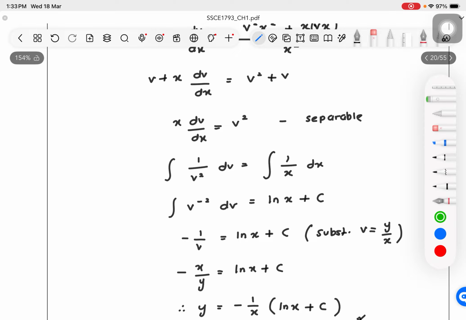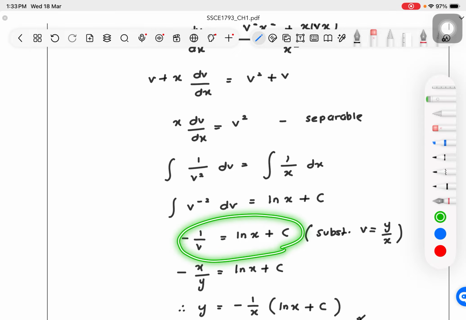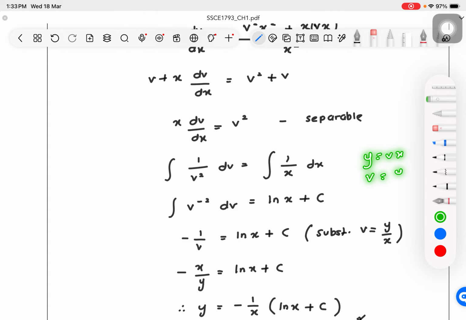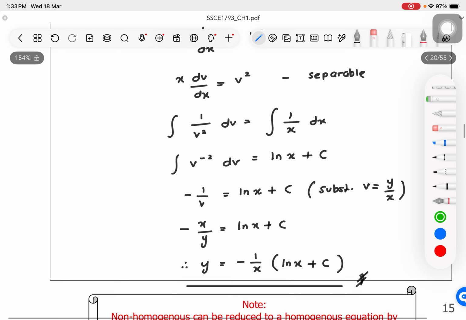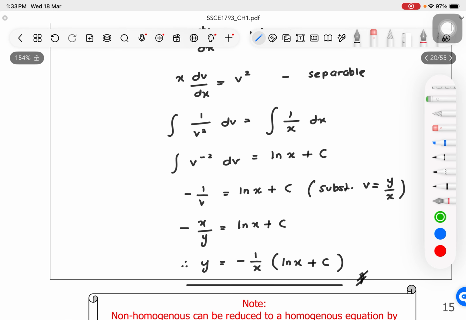Once you integrate, you obtain this one. This is not your final answer yet. You cannot leave your answer as v. What you need to do is, we know that our y is equal to vx, so it means that our v is equal to y over x. So you need to substitute this back inside this one. So you get negative x over y is equal to ln x plus c.